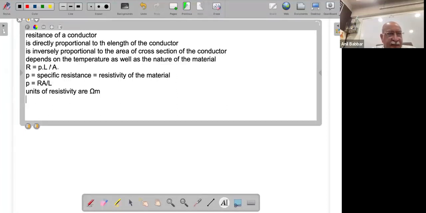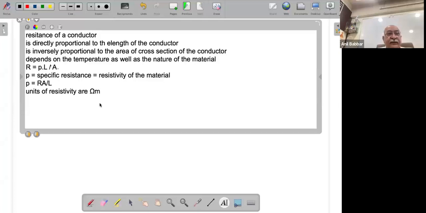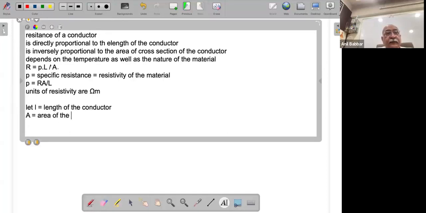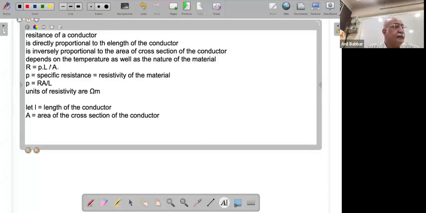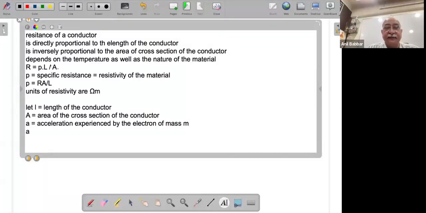So let's say L is the length of a conductor and A is the area of cross section of the metallic wire. When a potential difference is maintained across its ends, the acceleration a experienced by the electron of mass m will be, so a will be equal to F by m.